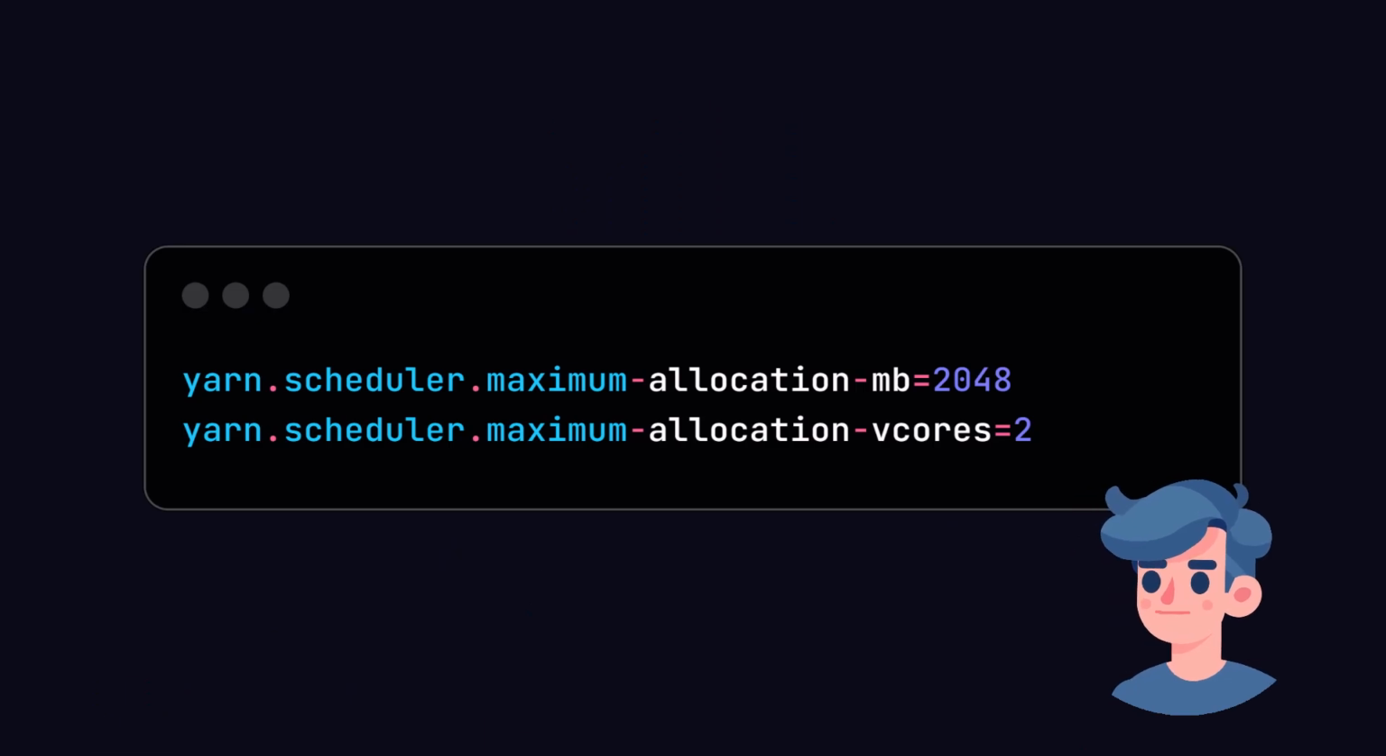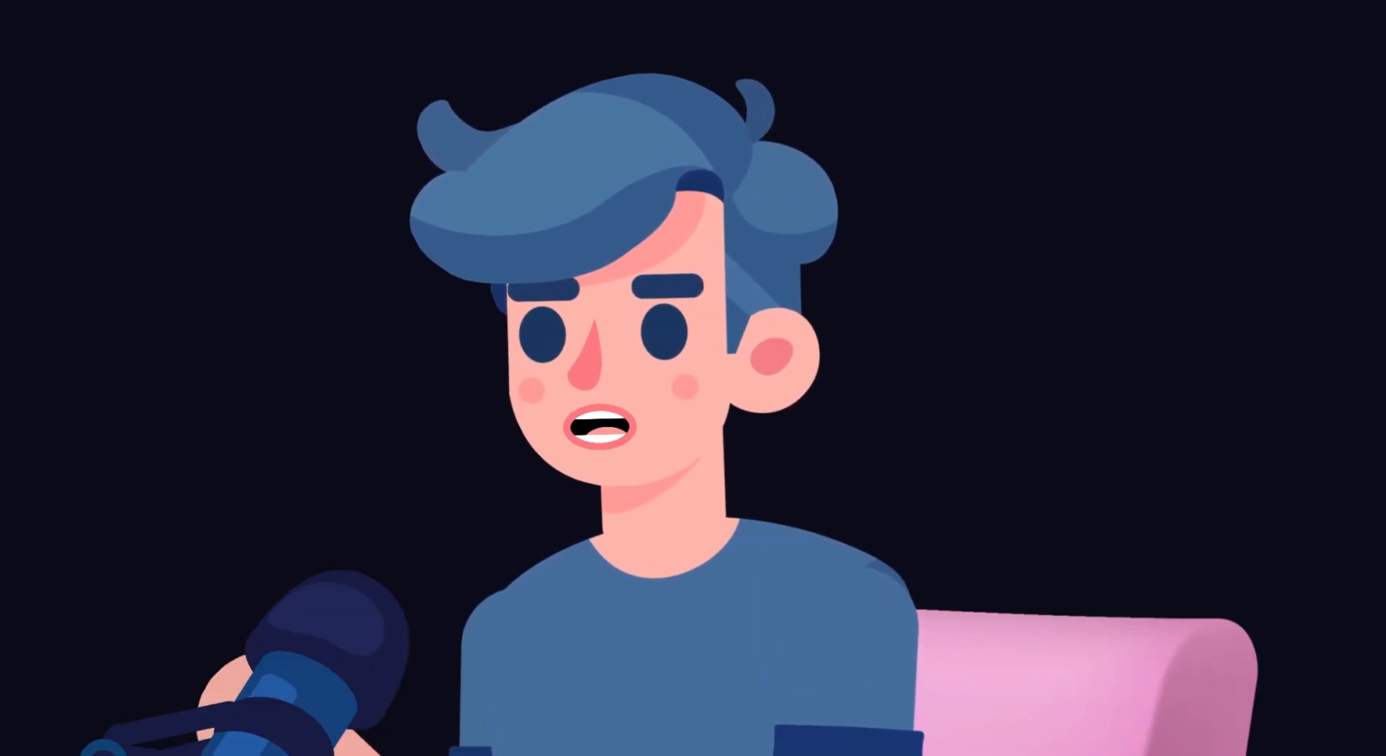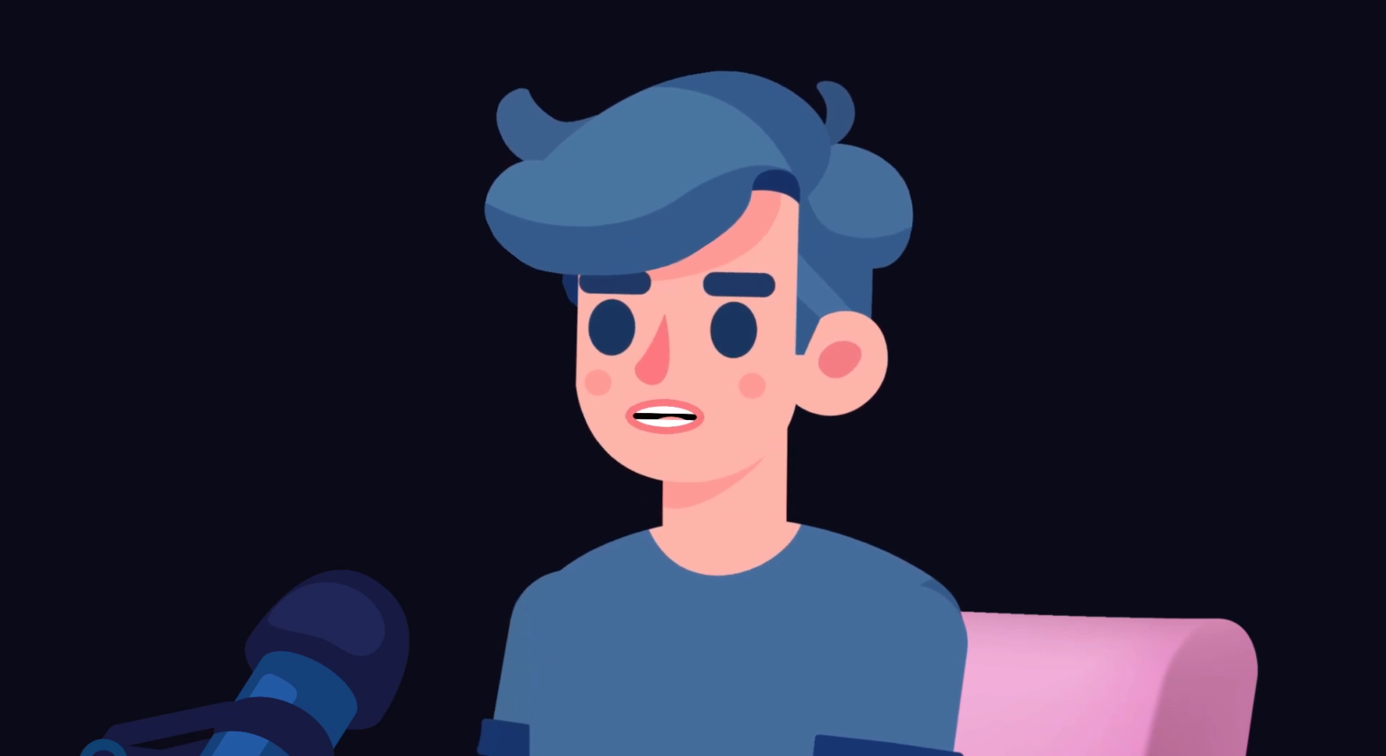Now, let's discuss the resource configuration in YARN. YARN allows us to set memory and CPU configuration for each application. This ensures that applications run efficiently without competing for resources. These configurations specify the maximum amount of memory and virtual cores that a single application can use in the cluster. You can set these parameters in the yarn-site.xml configuration file.